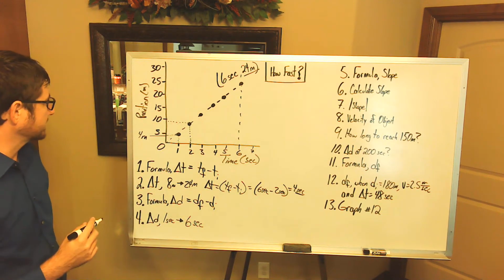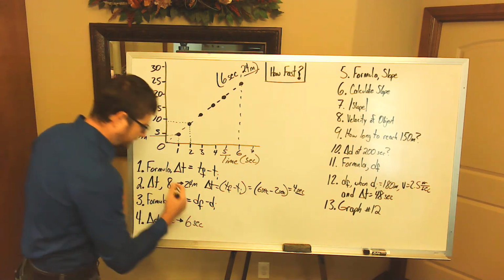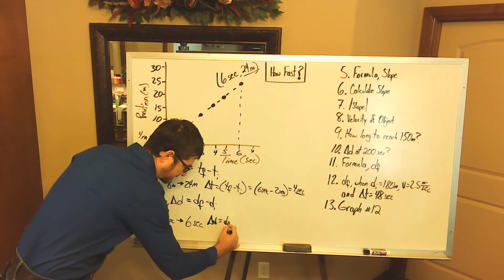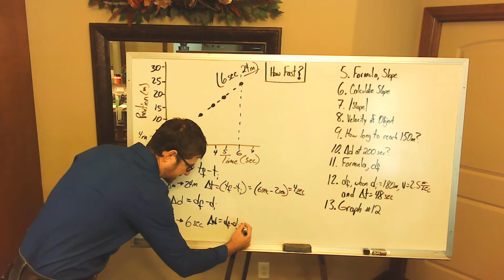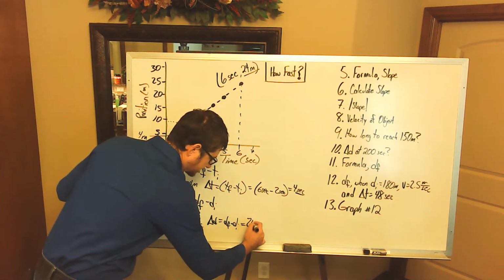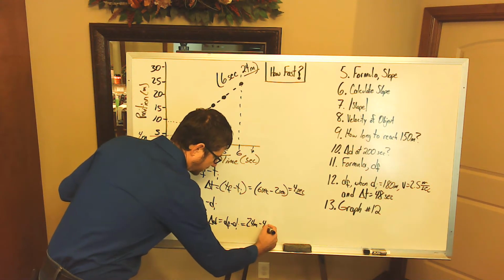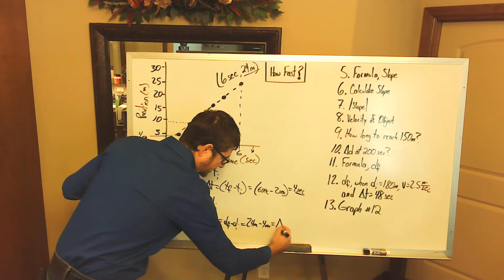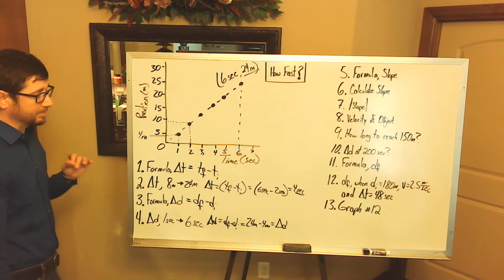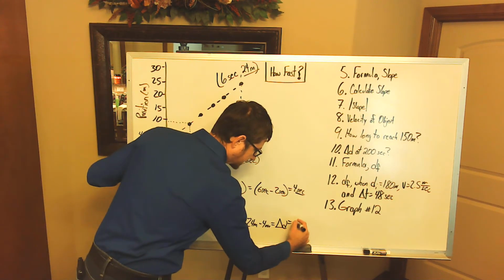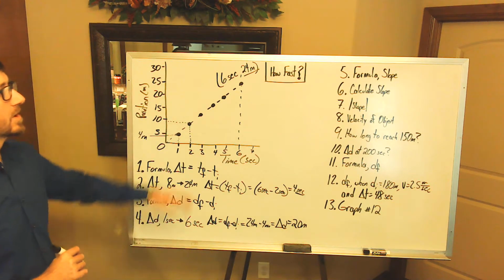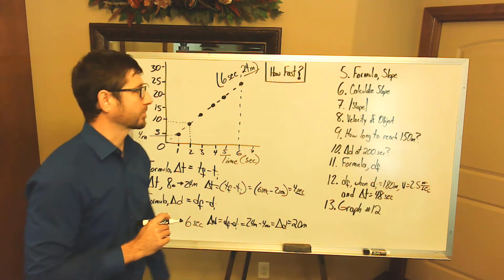That's 24 meters. So what we're going to do is delta d is equal to final position minus initial position. This is going to equal 24 meters minus 4 meters. So our change in displacement is going to be a positive 20 meters. Okay? All right, let's move on to number 5.